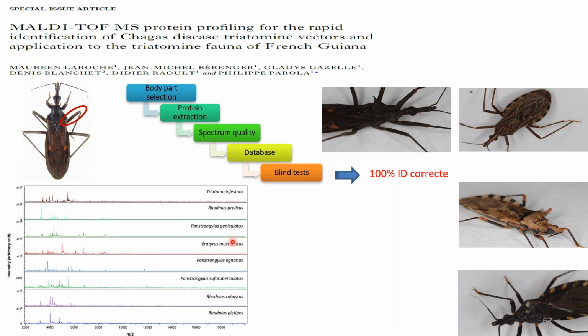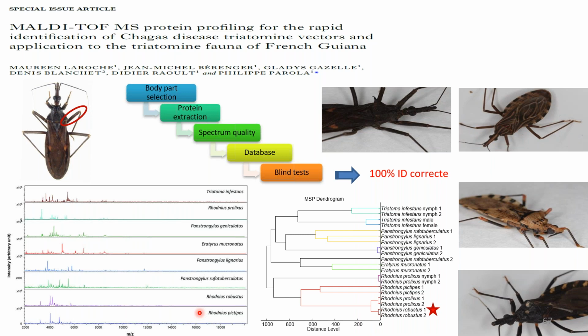So we extracted the proteins, checked the quality of the spectra, and we got really nice spectra from that body part that were really specific to each species. Those are vectors of Trypanosoma cruzi, the parasite that causes Chagas disease in South America and Central America. When we did the blind test, after creating our database, we had 100% accuracy. And what was really nice is that we managed to differentiate Rhodnius prolixus and Rhodnius robustus, the two species that I showed you on my very first slides, that have very different vector capacity in regard to Trypanosoma cruzi.